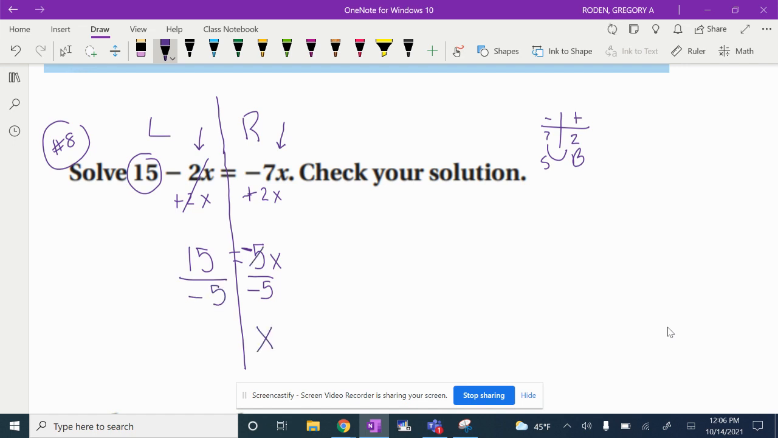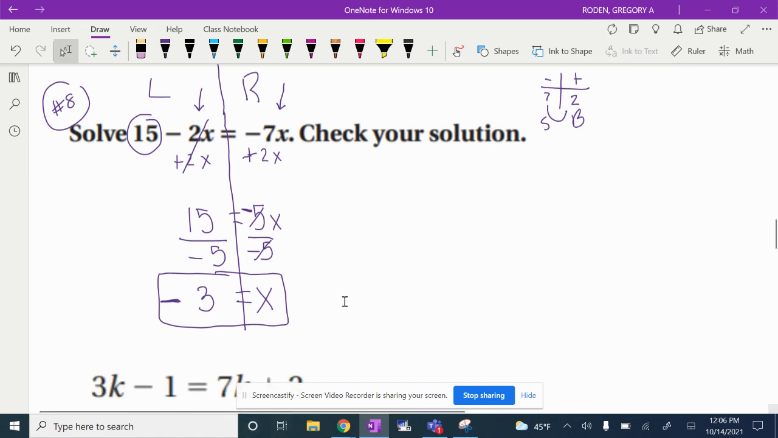So the negative 5 will cancel the negative 5. And then now I'm just going to go ahead and do this. Well, a positive divided by a negative is a negative. And then I can reduce this. 5 goes into 15, well, 3 times. So our answer is negative 3 equals x.